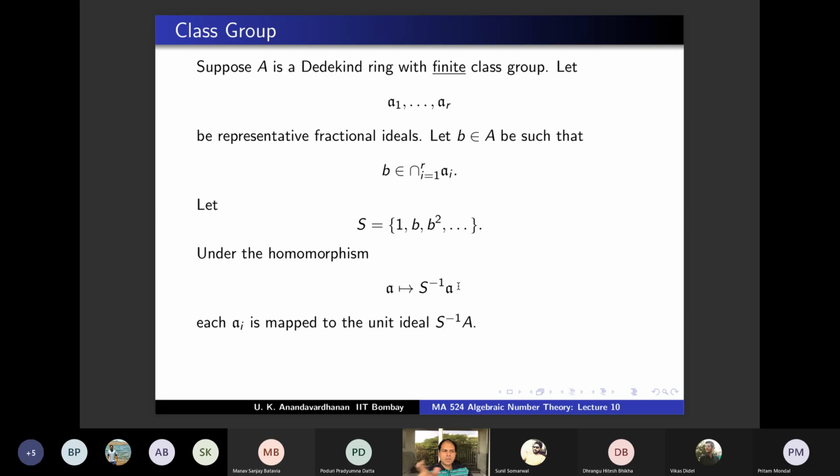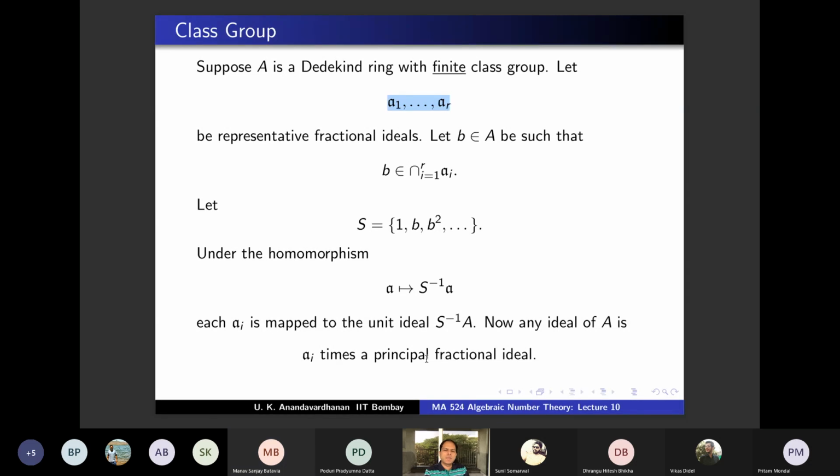Why? Because B belongs to all of them. The kernel is precisely those things which intersect S, and by choice, each of the AIs intersects S because B is from this intersection. So each of these is mapped to the unit ideal S inverse A. Now, any ideal of A, what can you say about it? It will be one of these times a principal ideal. Agree? Because these are the coset representatives of the class group.